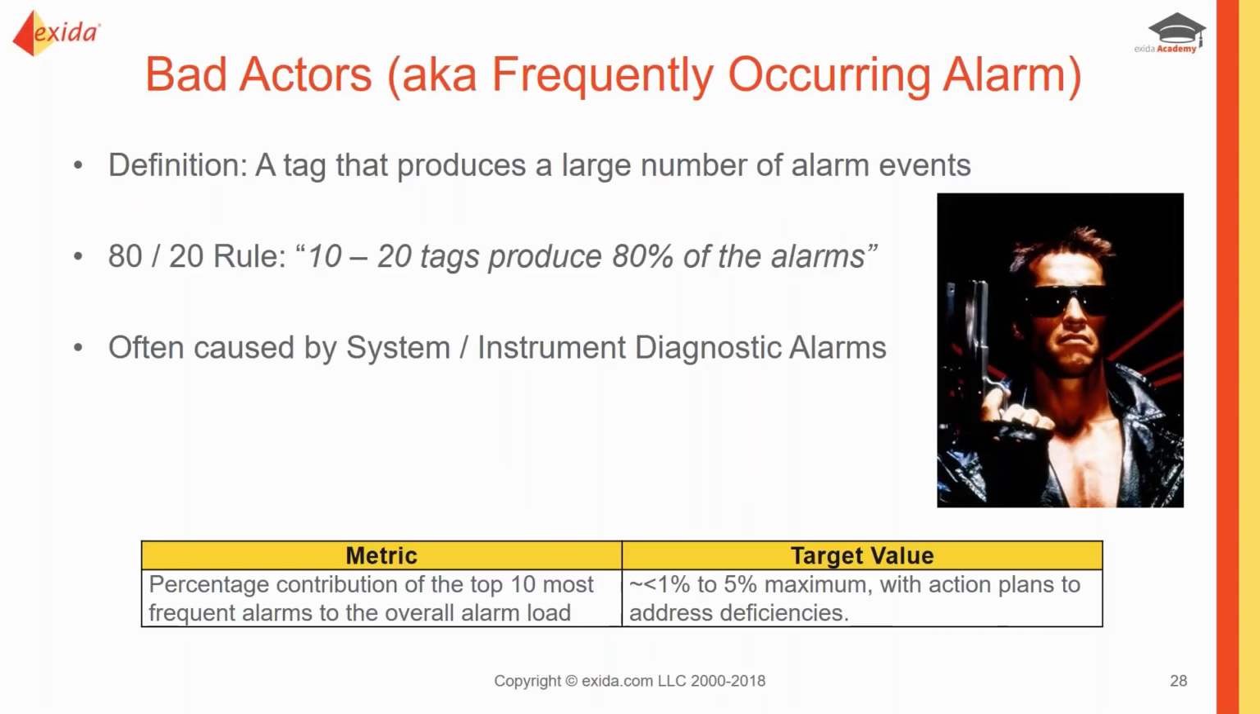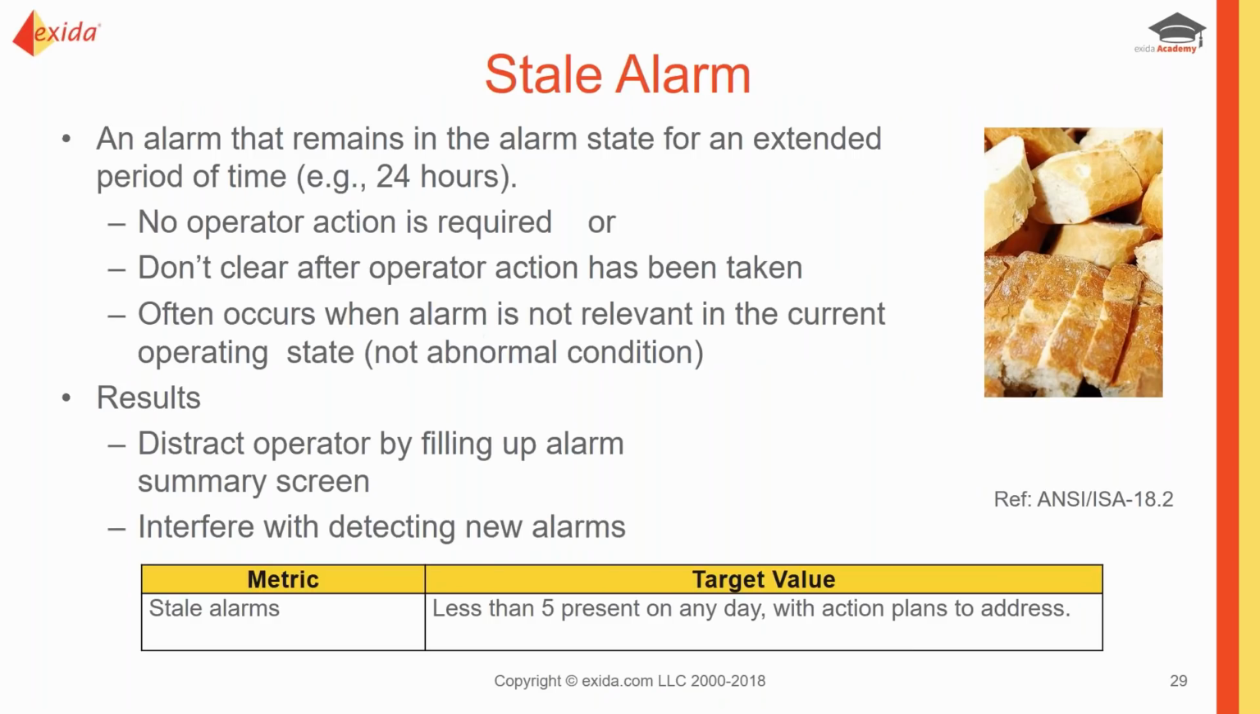Bad actors are a category of alarms where your top 10 or 20 alarms, typically you may find, if you've not done an alarm rationalization, contribute maybe 50 to 80% of all the alarm traffic, which means there is a handful of alarms that are causing most of the problems. So that's why it's very useful to identify those and to see what portion of the total alarm load they make up, because they become prime candidates to be fixed during the rationalization process.